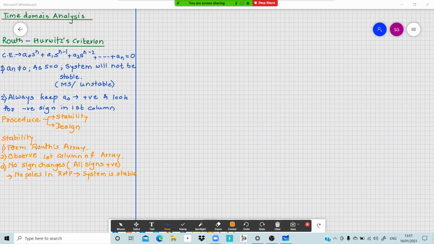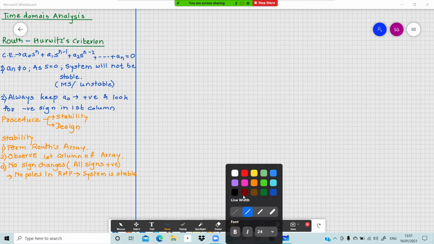The first very important thing when I'm talking about observing the first column is that you have not faced any problem while forming the array. Nowhere is zero coming in the first element, and all elements in a row are not becoming zero. You are able to complete the array very smoothly, and then you observe and see whether any sign changes are there or not.